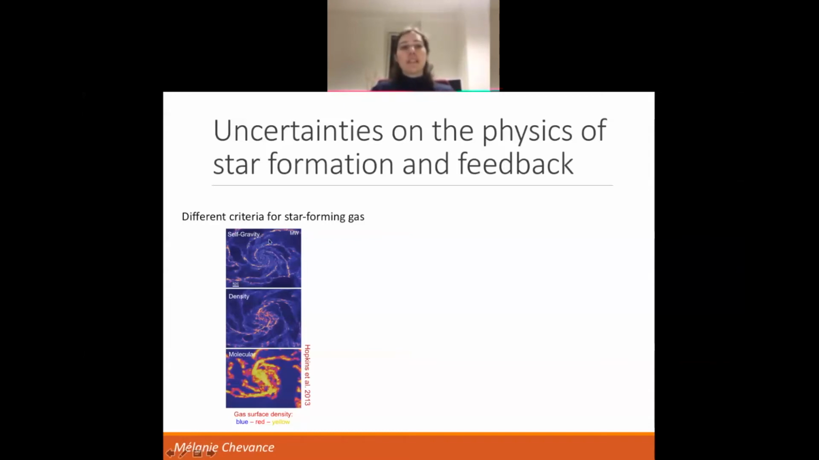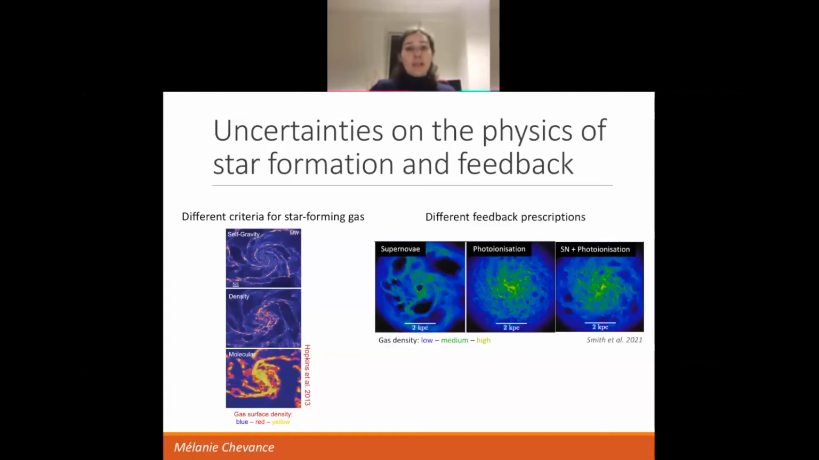And this is visible here with these 3 snapshots of a simulation with identical initial conditions. But the only thing that is different is the criteria of which gas is forming stars. Is it only the self-gravitating gas on the top, or the gas above a certain density threshold, or only the molecular gas on the bottom plot? And you see that all 3 models are physically plausible, but we don't know which one happens in the real universe, and therefore we don't know which, or if any, of these 3 simulations actually describe correctly the observed process of star formation and galaxy evolution.